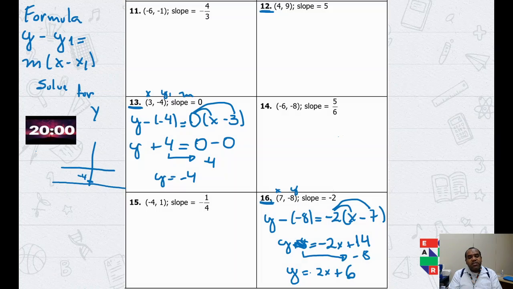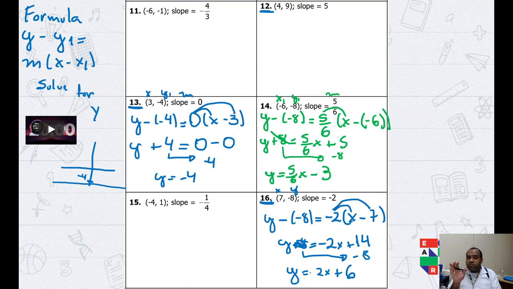And that's it guys, here is our exercise, how to solve it. Remember, we are using the point slope formula. And remember, we want to solve the problem and have our slope intercept form.